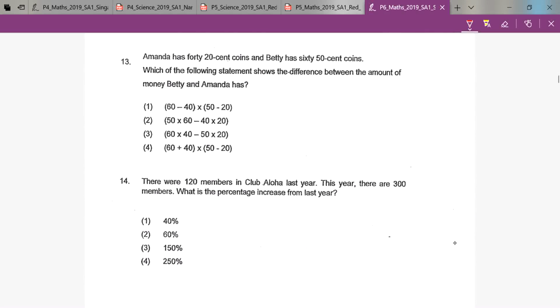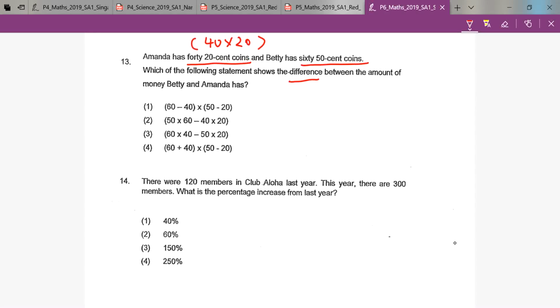Amanda has 40 20-cent coins and Betty has 60 50-cent coins. Which of the following statements shows the difference between the amount of money Betty and Amanda has? Difference, okay? So for Amanda, how should we represent it? It's basically 40 times 20 cents, right?